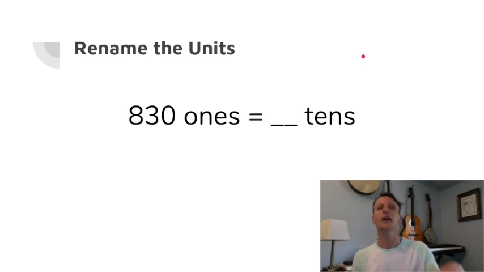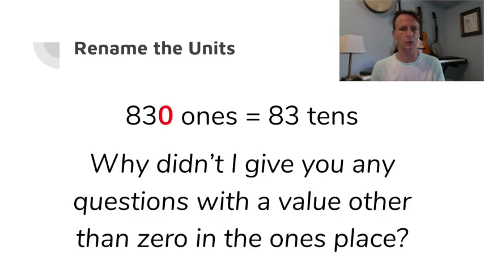830 ones, 83 tens. Oh wait, hold on. You notice I didn't give you anything other than a 0 in the ones place. Why is that? What if this was 831? Well, that would be 83 tens and 1 one. Or if it were a 5, you'd say 83 tens and 5 ones. So just to give it in tens, we can't have any ones. If we did, we could deal with them in a separate unit. These are units. Remember unit form?